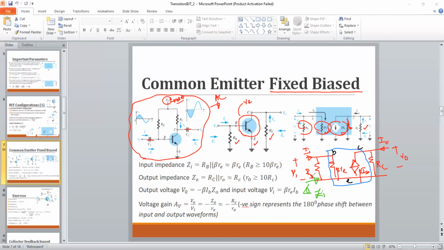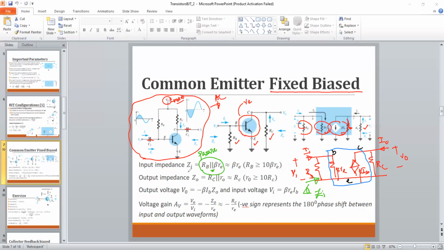You can see RB and beta RE, which are in parallel. So the input impedance means the parallel combination of RB and beta RE. You can just plug in the equation for the parallel combination of two resistors, and substitute it here to get the input impedance. So input impedance is just the parallel combination of RB and beta RE.